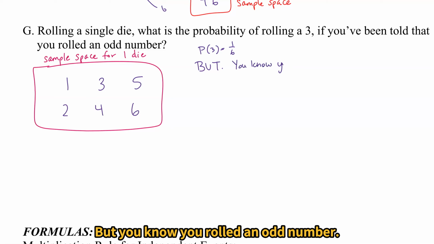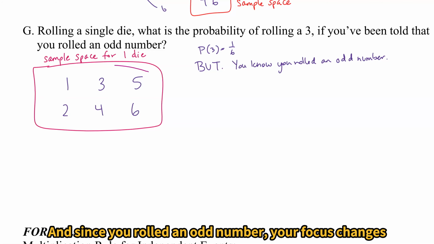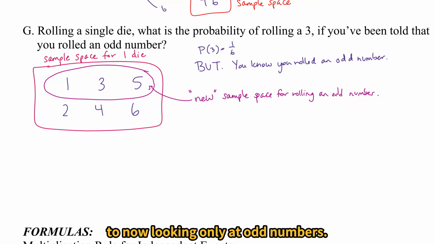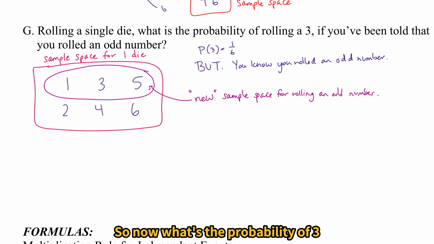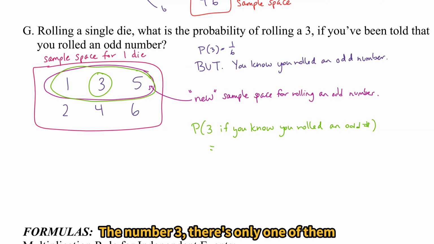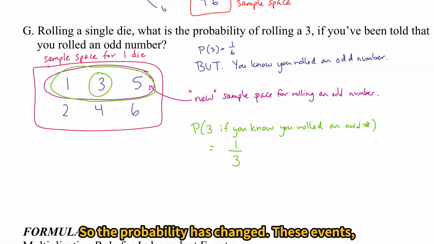But you know you rolled an odd number. Your friend told you, hey, you rolled an odd number. And since you rolled an odd number, your focus changes, not from the whole set to now looking only at odd numbers. So now, what's the probability of 3 if you know you rolled an odd number? The number 3, there's only one of them out of a total of 3 odd numbers. So the probability has changed.